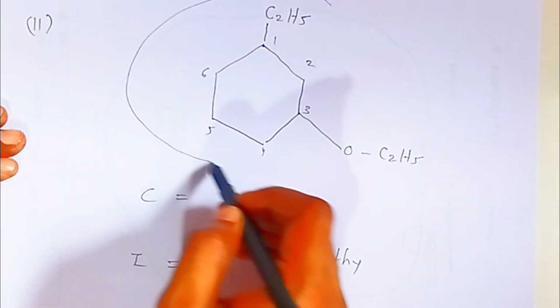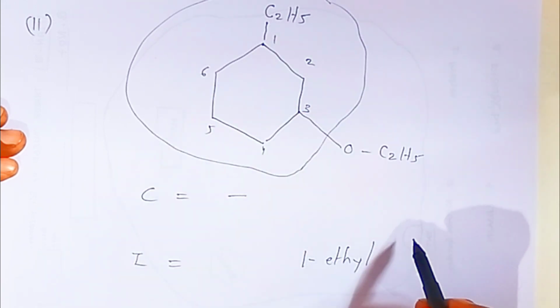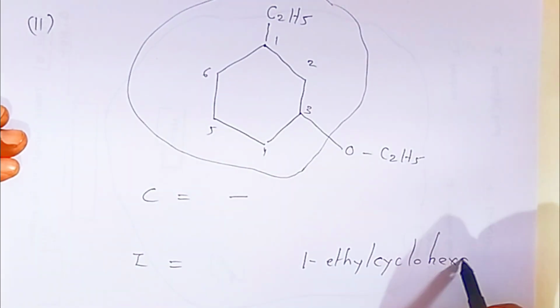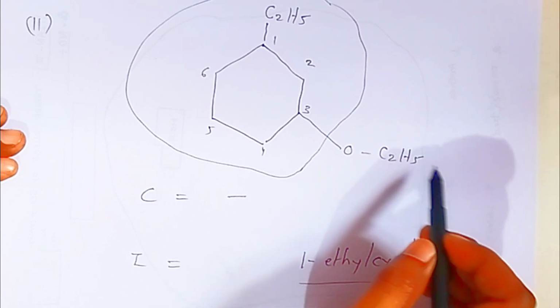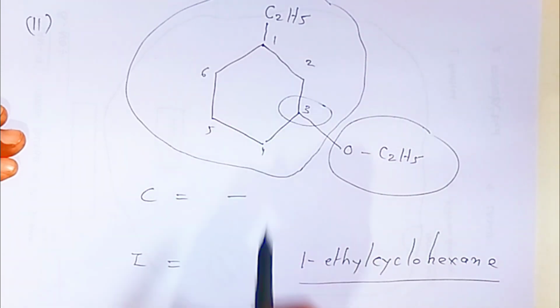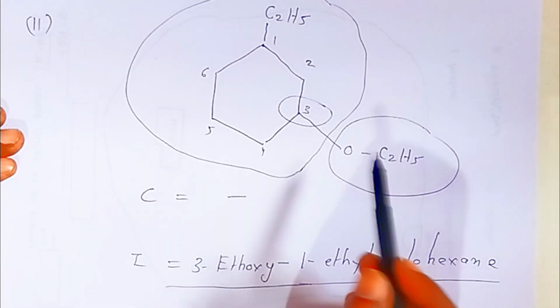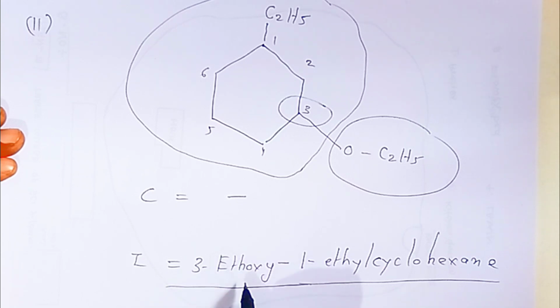This whole, students, 1-ethylcyclohexane, this is the parent, students. Now your substituent ethoxy is attached. So this is at which position, students? At carbon number 3. So we'll write 3-ethoxy-1-ethylcyclohexane will be the name of this compound. There is no common name for this molecule, students. 3-ethoxy-1-ethylcyclohexane will be the name of this molecule.